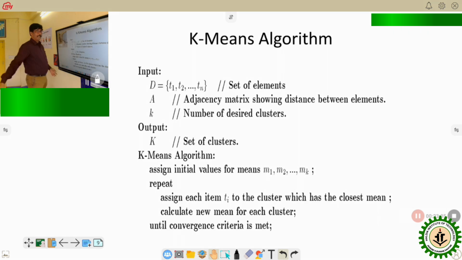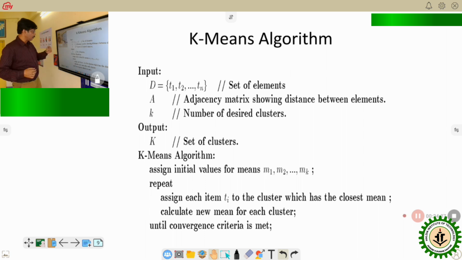This is the way I have shown the example, and the algorithm has been written here. Here is the data set T1, T2, up to Tn, a set of elements. Adjacency matrix means the distance of the cluster head from all the data points in your set. The number of desired clusters, how many clusters you require, has to be given as an input. The adjacency matrix shows the distance among the elements.